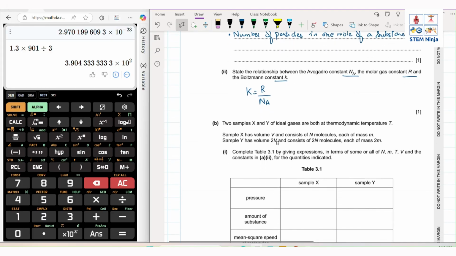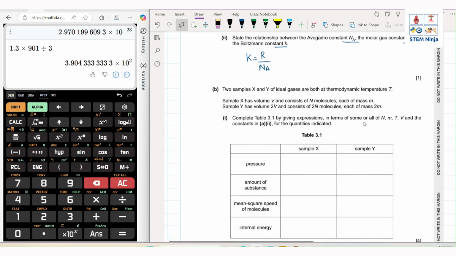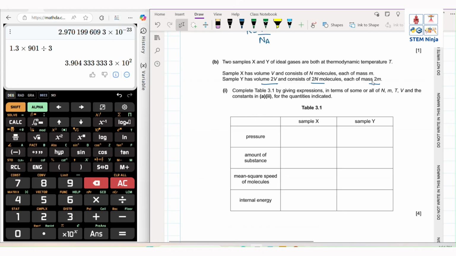Two samples X and Y of ideal gases are both at thermodynamic temperature T. Sample X has volume V and consists of n molecules, each of mass m. Sample Y has a volume 2V, consists of 2n molecules, each of mass 2m. Complete table 3.1 by giving expressions in terms of some or all of n, m, T, V and the constants in A2 for the quantities indicated. Okay, so we know that ideal gases obey this pV is equal to NkT or nRT rule.